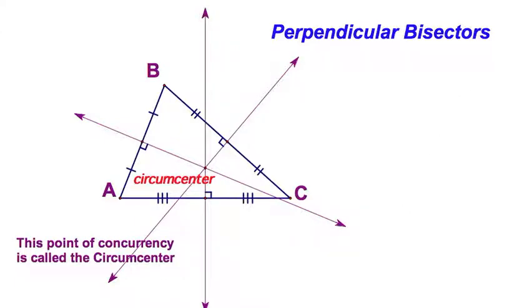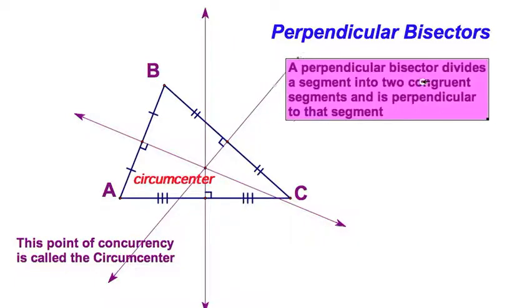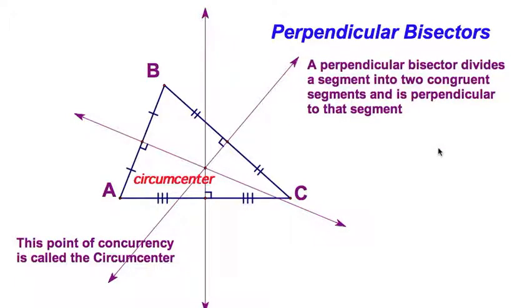Heavens to Murgatroyds, I forgot to give you the definition. Well, you probably remember that. A perpendicular bisector divides a segment into two congruent segments and is perpendicular to that segment. Hey, pretty good, huh? So now, one thing remains.